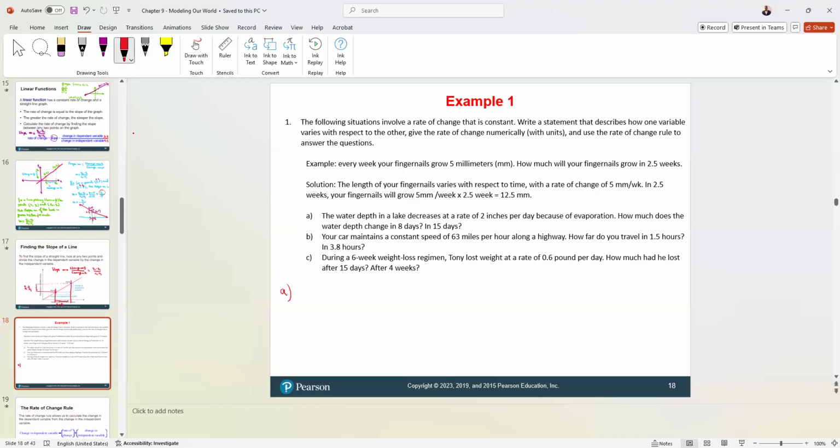But we know the water depth, we can say the water depth decreases with respect to time, at what rate? At a rate of what?